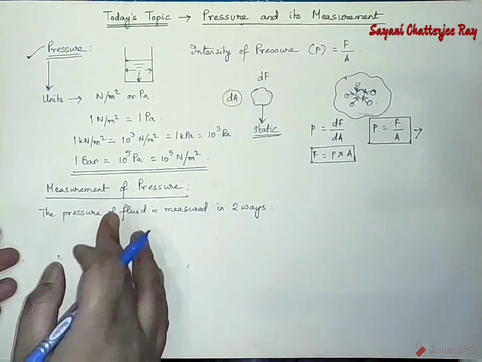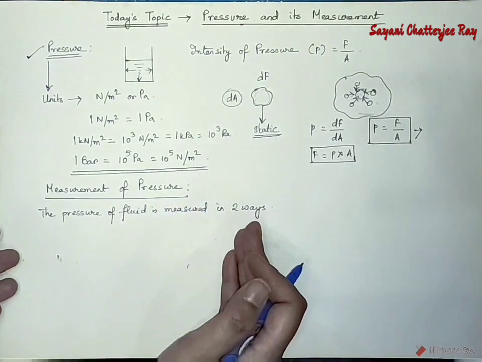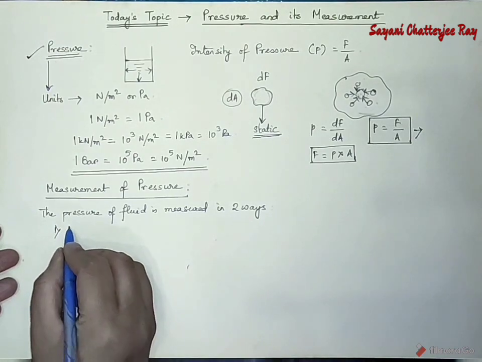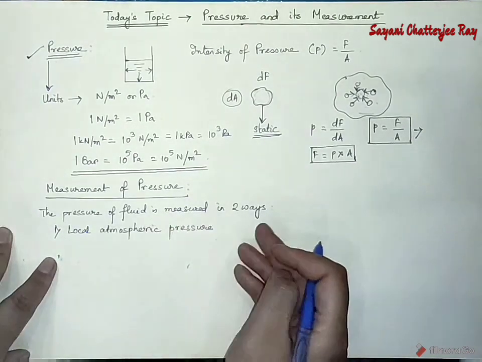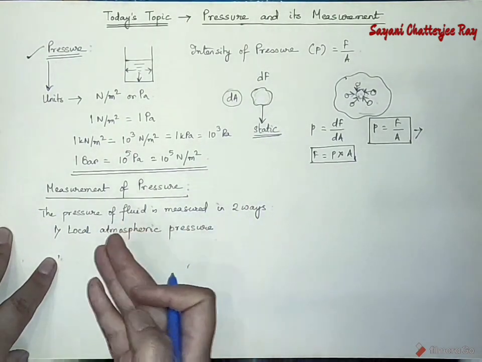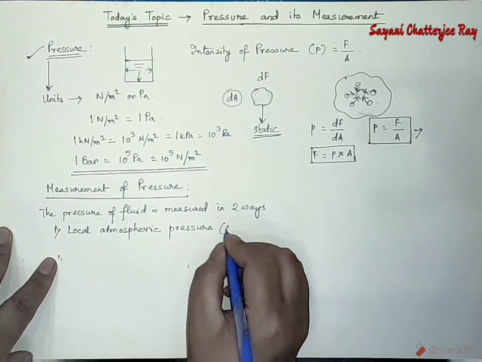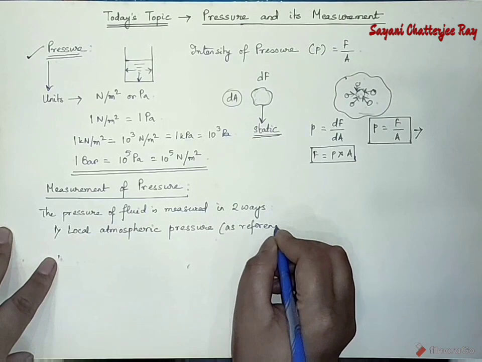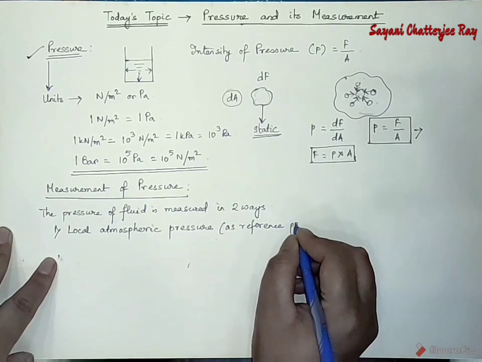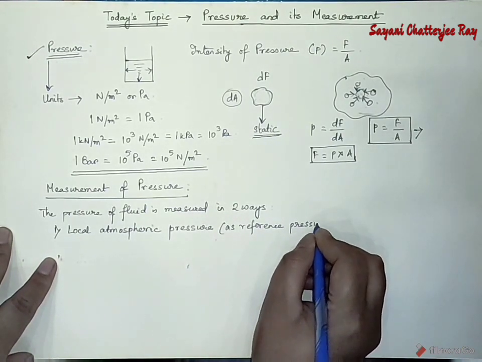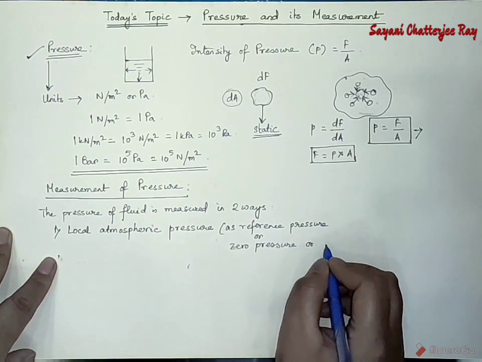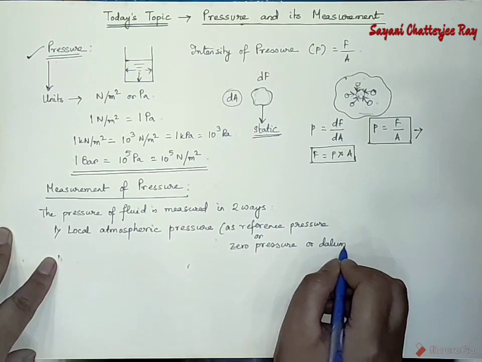The pressure of a fluid is measured in two different systems. First, it can be measured in terms of local atmospheric pressure as the reference pressure. That means what is this reference pressure? This reference pressure is nothing but the zero pressure or the datum pressure.